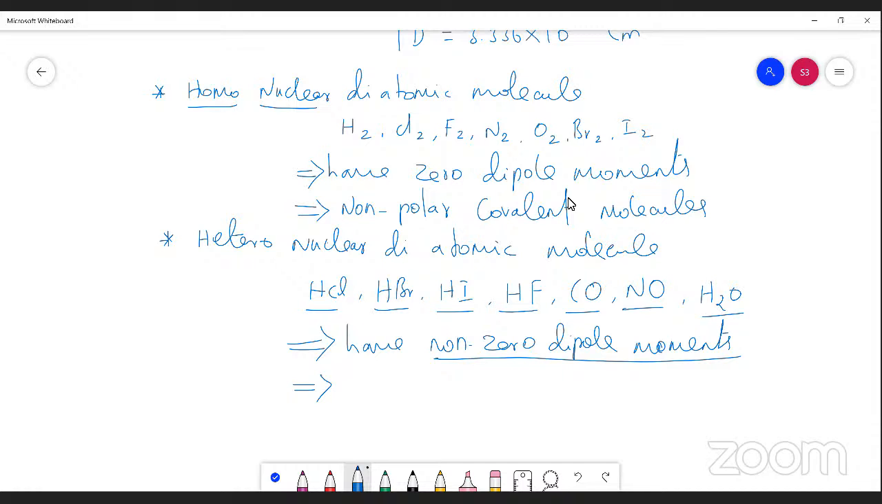Polar covalent compounds have different kinds of atoms, and these different atoms have different electronegativity values. This difference in electronegativity creates the polarity of the bond, which means some dipole moment is possessed by the molecule.